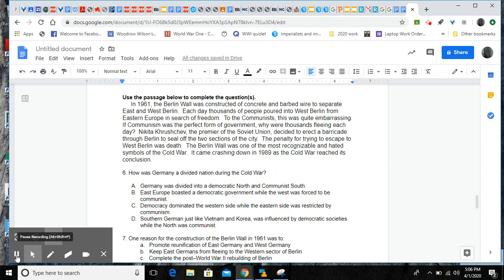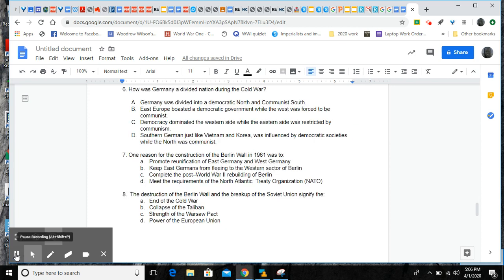Number six is straightforward and is in the passage. It also requires you to recall knowledge about the Berlin Wall and which side was trying to flee to the other side. Seven is pretty straightforward, and the answer is found in the passage. Eight is also straightforward and found in the passage.